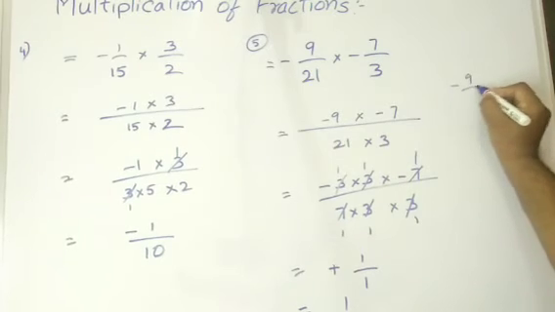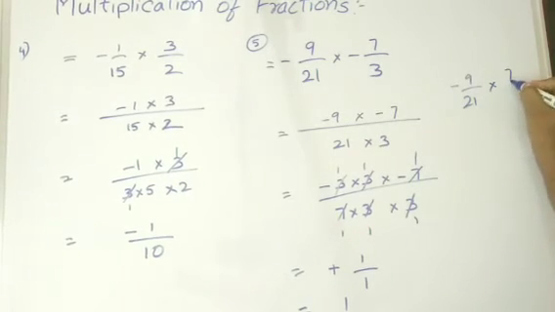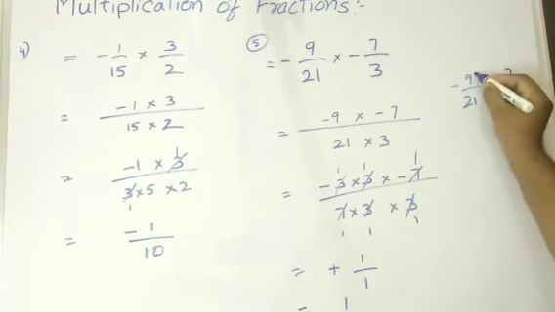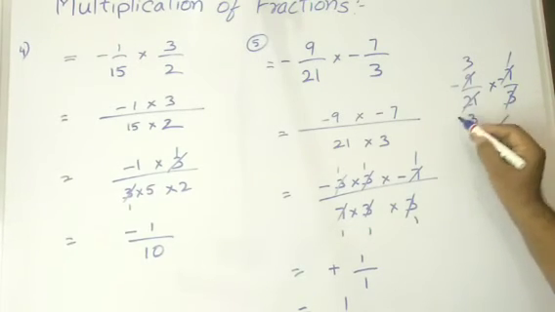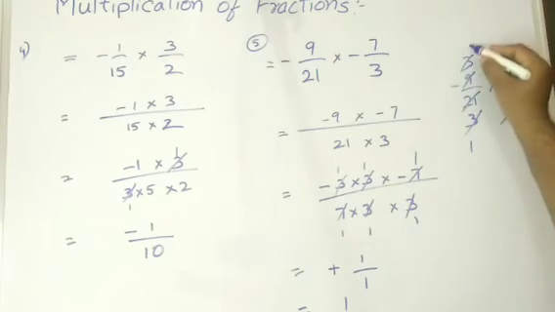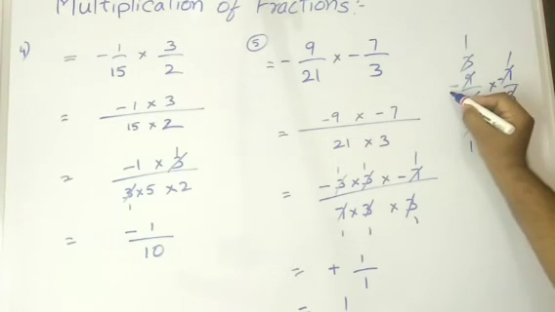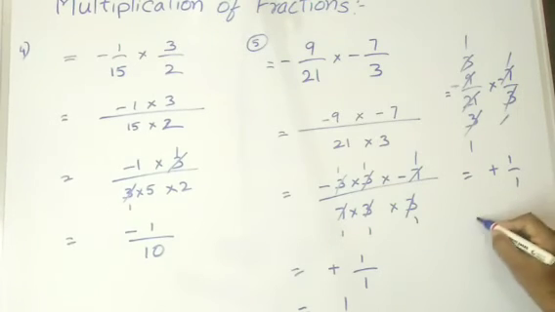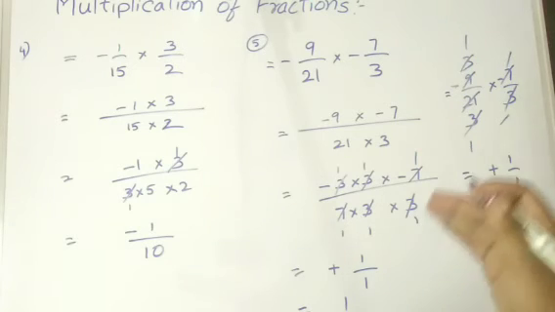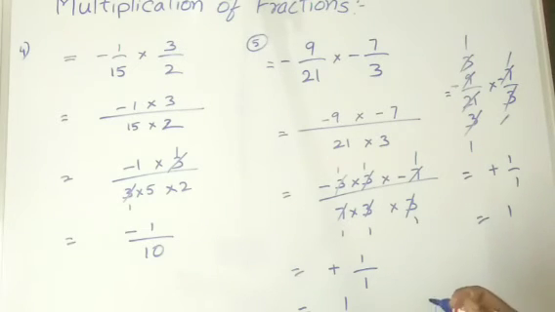See, I will show here 9 by 21 into 7 by 3. See, 3 ones are 3, 3 threes are 9, 7 ones are 7, 7 threes are 21. So minus into minus becomes plus. So this is 1 by 1. Answer is 1. Means until you get an idea, you should go for the method. After getting an idea, you can go for the direct method.